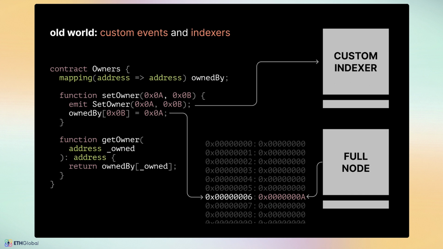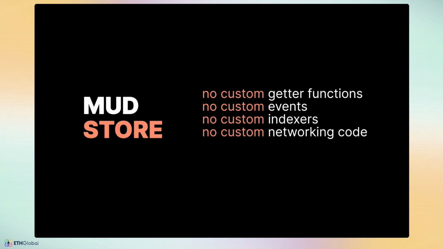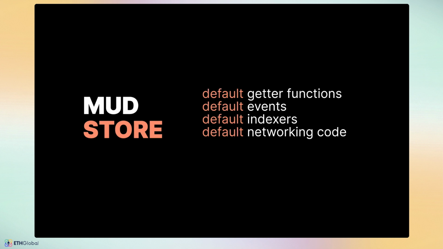Doing all of this for every state variable we need in our contracts is very cumbersome, and this is why we created MUD Store. With MUD Store, you don't need any custom getter functions, you don't need any custom events, you don't need any custom indexers, and you don't need any custom networking code, because all of this comes by default.